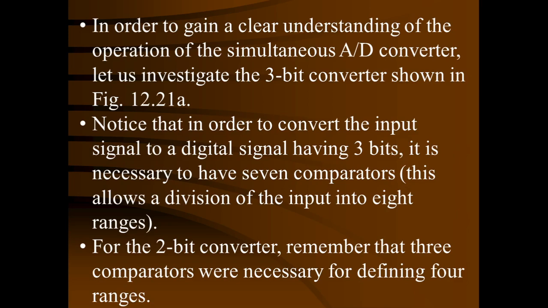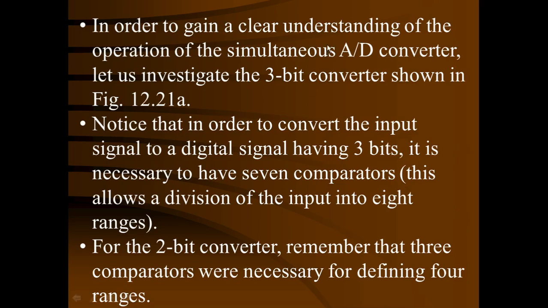So for that, let us consider that now we are converting the analog input voltage into 3-bit digital signals. That is having the combination of 000 to 111. That means 8 different combinations will be there. So 2 raised to 3, that is going to be 8 combinations. So 3-bit digital signals will give you 8 different combinations. That means you can divide the input analog voltage into 8 different ranges, and for that you require 7 comparators.